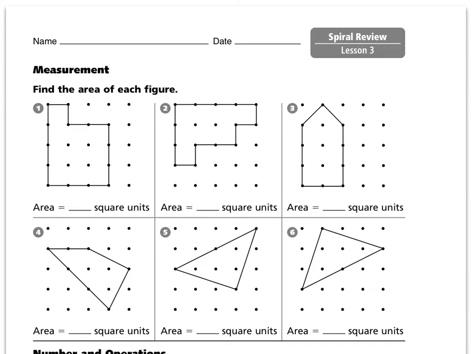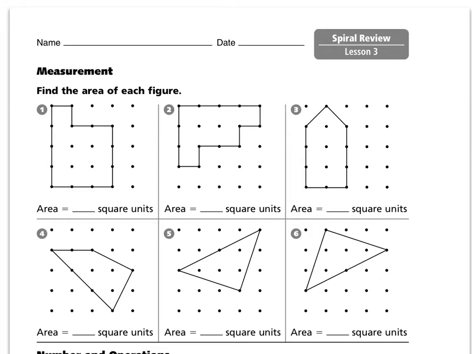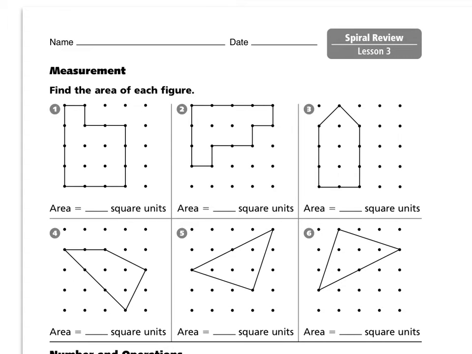Let's look at Chapter 7, Lesson 3, Review. Find the area of each figure. So remember, area is going to be the inside amount of squares. So I can first cut this off and say that this is a 3 by 3, which I know is 9, plus one more is going to be 10.